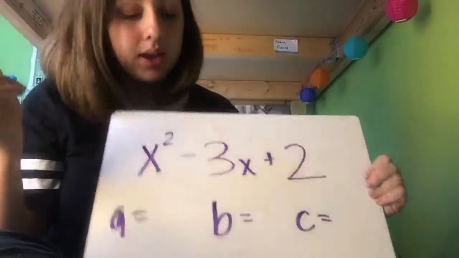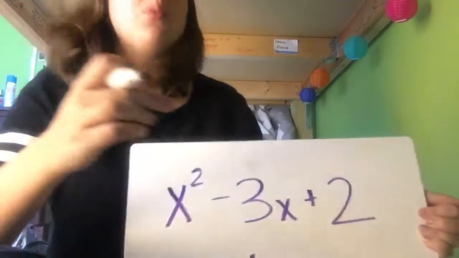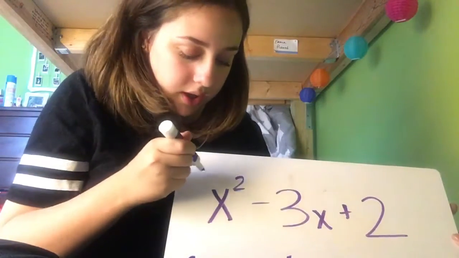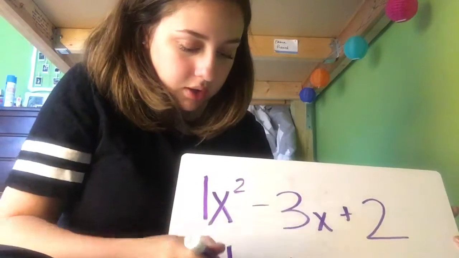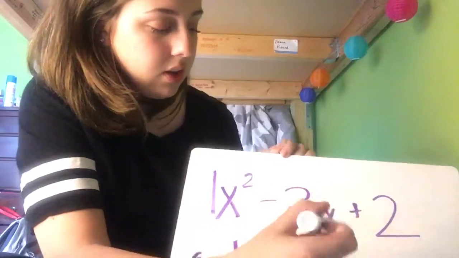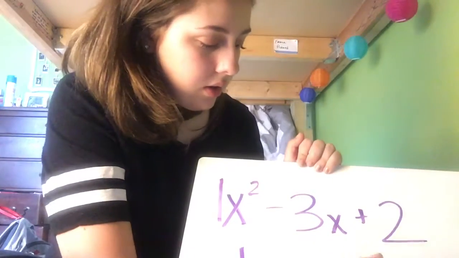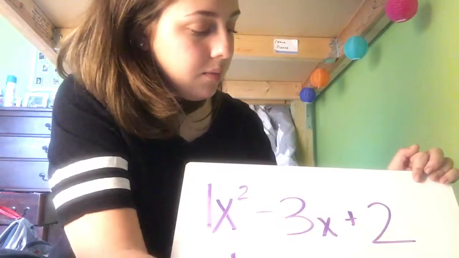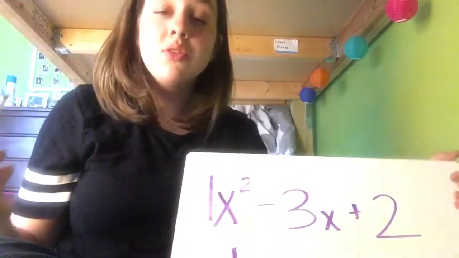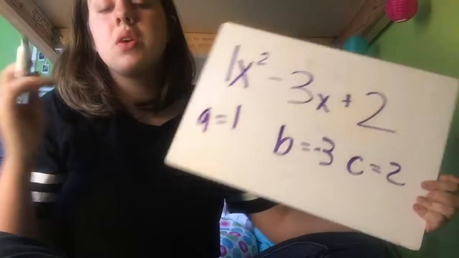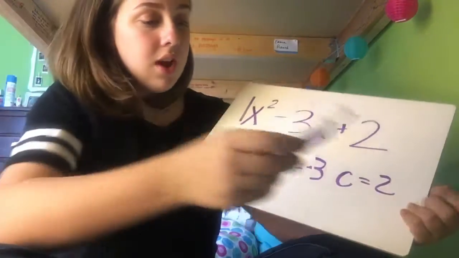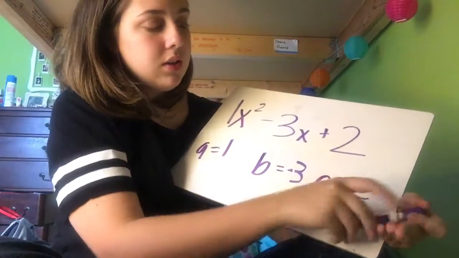Like so. Now, to know which part goes where, the a number is always going to be the number in front of the x squared. Here, it's an implied 1, so here a equals 1. B is always going to be the number before the singular x, so here, negative 3. C is going to be the number without an x, 2. These numbers can help us to do the quadratic equation, help us factor, and so many other things with our quadratic equation.